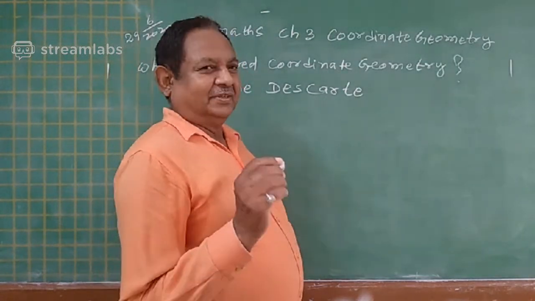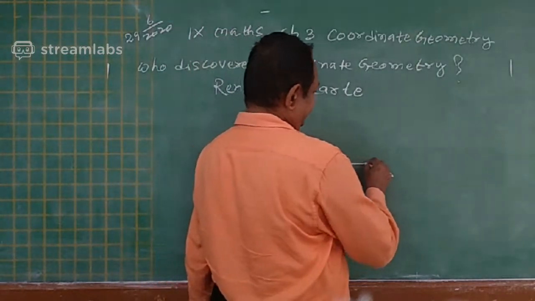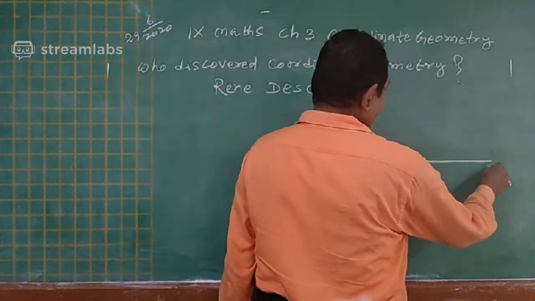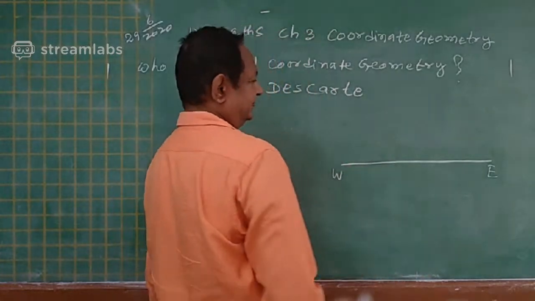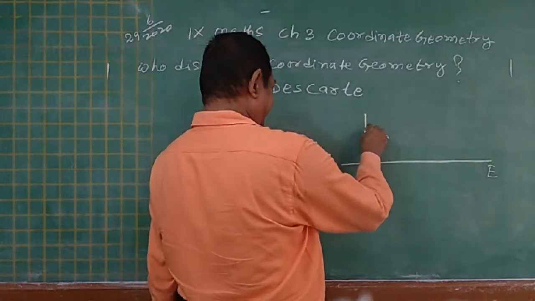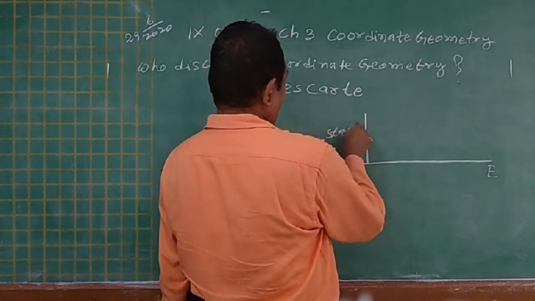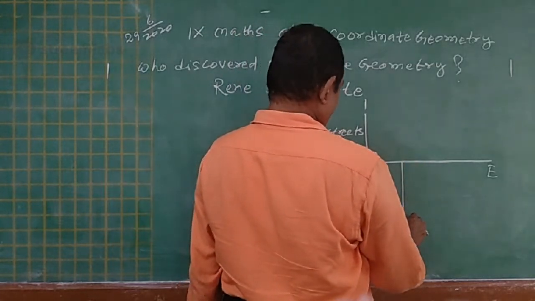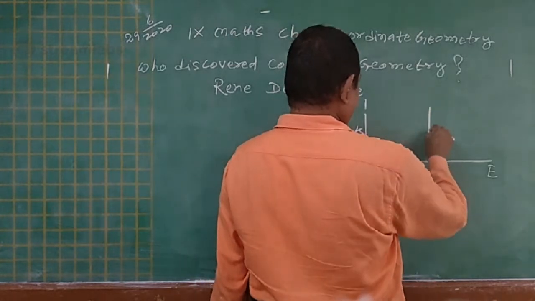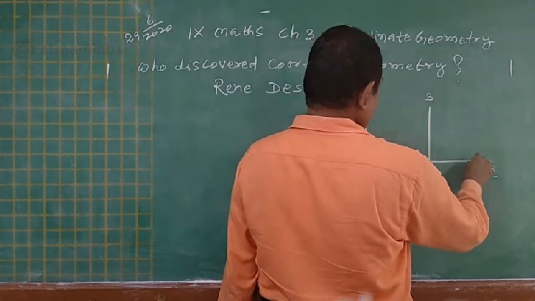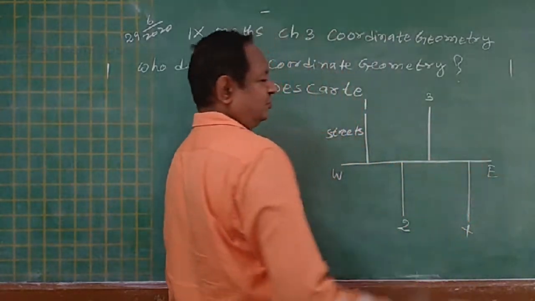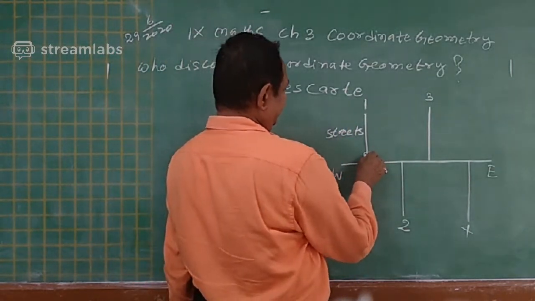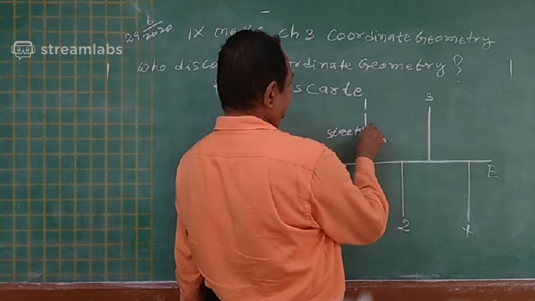Now, suppose there is a road in the east-west direction, and there are many streets. Street number 1, street number 2, street number 3, street number 4, and so on and so forth. And in each street there are 5 houses: 1, 2, 3, 4, 5.